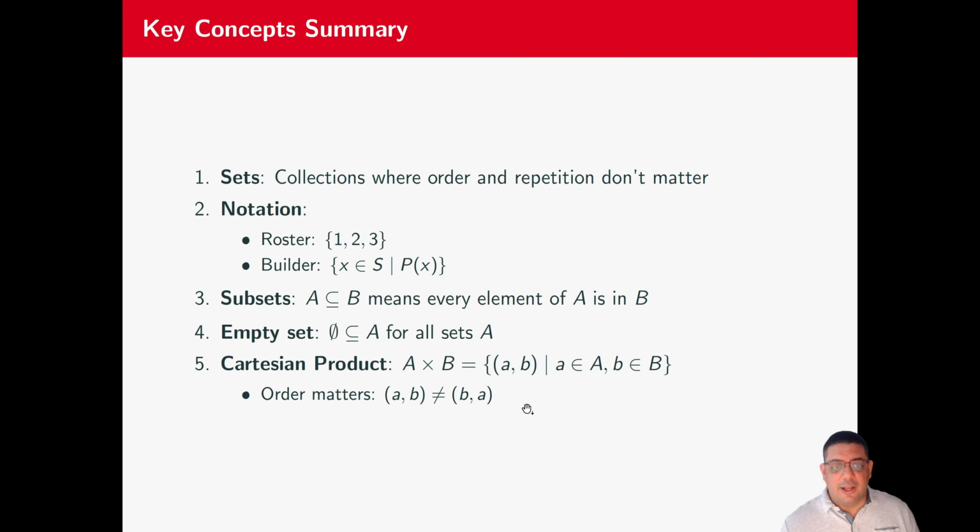Okay, so this, in summary, says sets are collections where order and repetition don't matter. We have roster and set-builder notations that we can use. One is listing the elements, the other one is given by a property. Subsets are sets that are smaller parts of bigger sets. And when one set is a subset of another, it means that every element of the initial set is in the other one. The empty set is in all the sets. And the Cartesian product is the set of ordered pairs, where order matters.